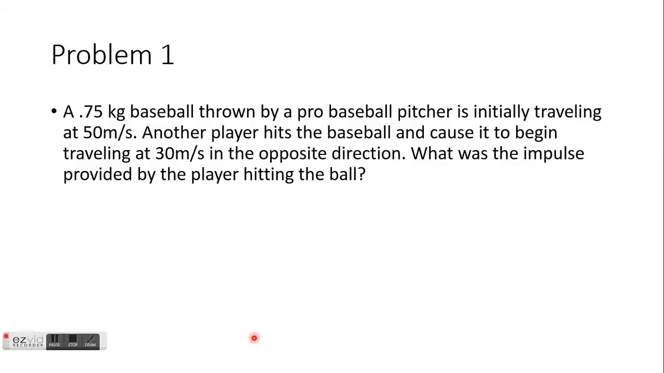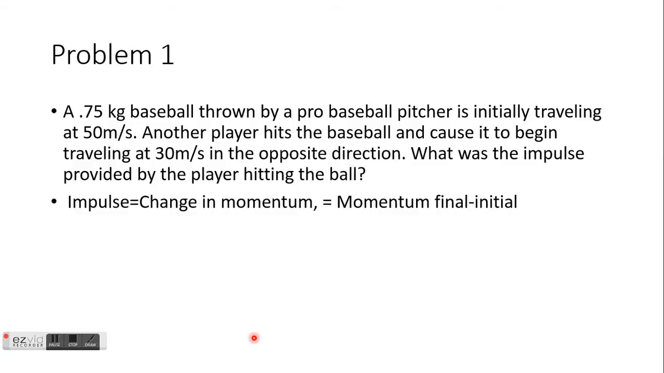So we would use that the impulse is equal to the change in momentum. So it's the final momentum minus the initial momentum. So it's 0.75 times 30 minus 0.75 times negative 50. And you add that up and you get 60 Newton seconds. So the impulse was 60 Newton seconds.